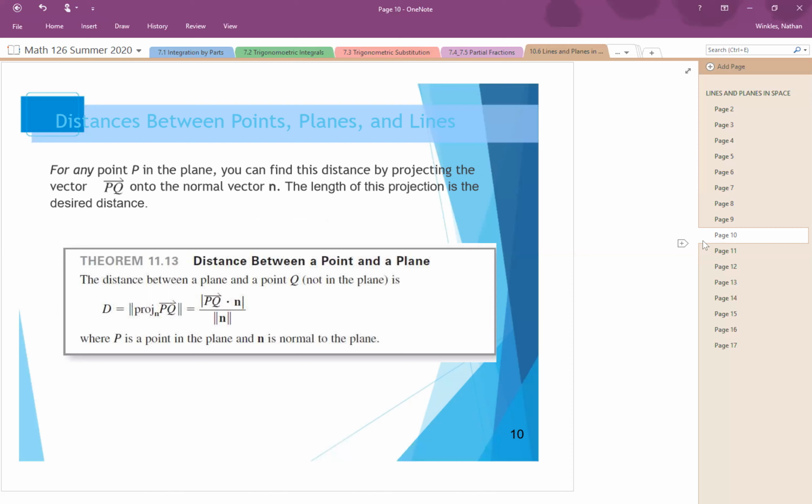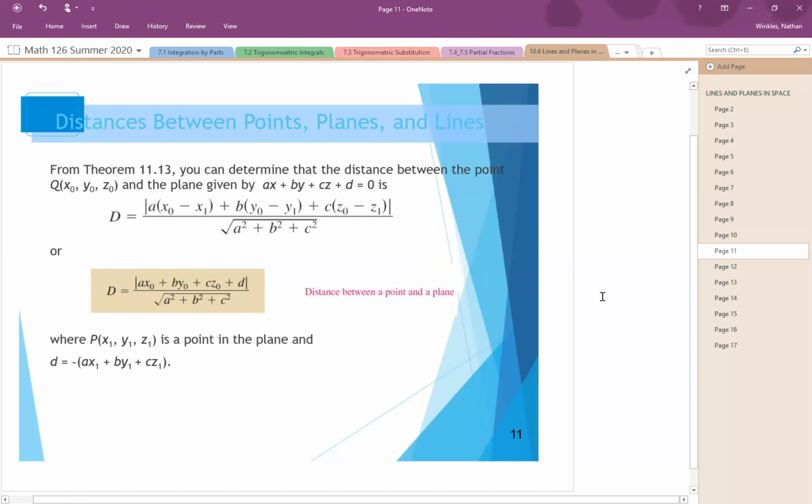For any point P in the plane, you can find the distance by projecting the vector PQ onto the normal vector N. The length of this projection is the desired distance. So the distance between a plane and a point Q not in the plane is D equals the magnitude of the projection of PQ onto N, which is equal to the absolute value of PQ dot N divided by the magnitude of N, where P is a point in the plane and N is normal to the plane. So we have a nice formula that we can figure out distances with when we're talking space-wise now.